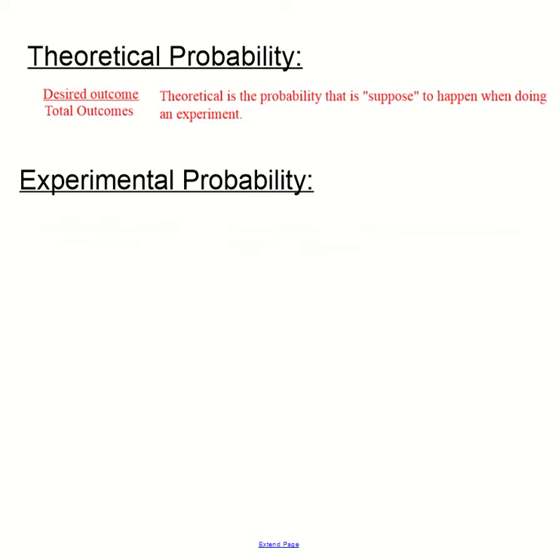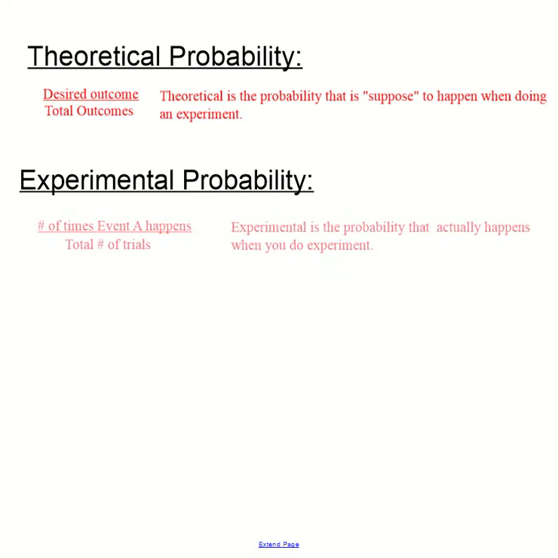Alright, so there are 2 kinds of probabilities. We've touched on this a little bit already. There's theoretical probability and experimental probability. And let's talk about some definitions for these. Theoretical probability is the desired outcomes divided by the total outcomes. And theoretical is the probability that is supposed to happen when doing an experiment. So this is the probability that if you do an experiment enough times, it's eventually going to get pretty close to this, or it's going to reach this.